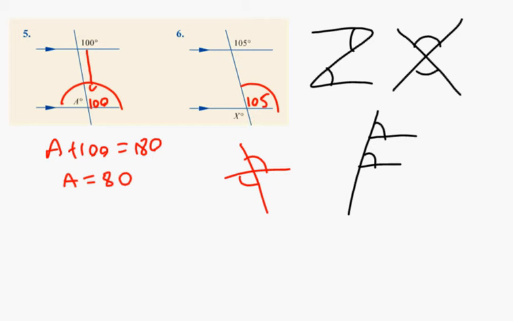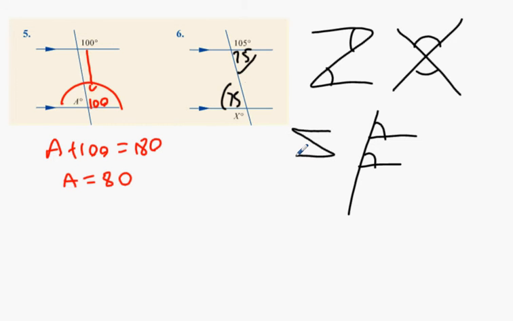Another student might come along and do this instead. They might go, oh look, that's 75 because that's a straight angle. They might then say that's also 75 because they're alternate angles to each other, like a backwards Z. And then they might say the X and the 75 are in a straight angle, so that X therefore must be 105. More than one way of doing it.